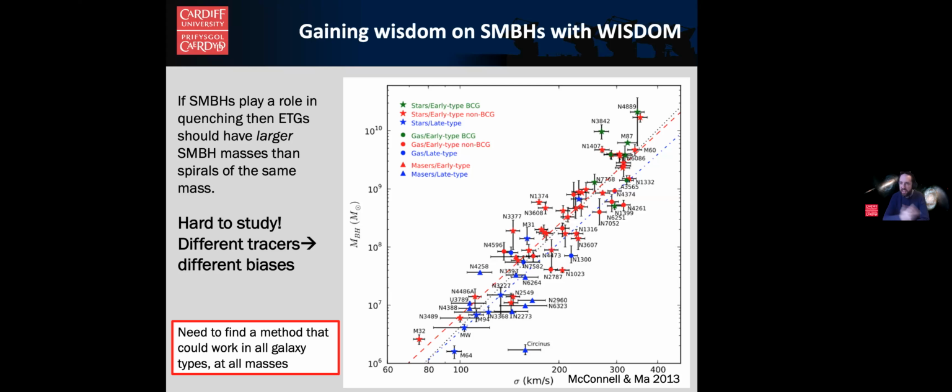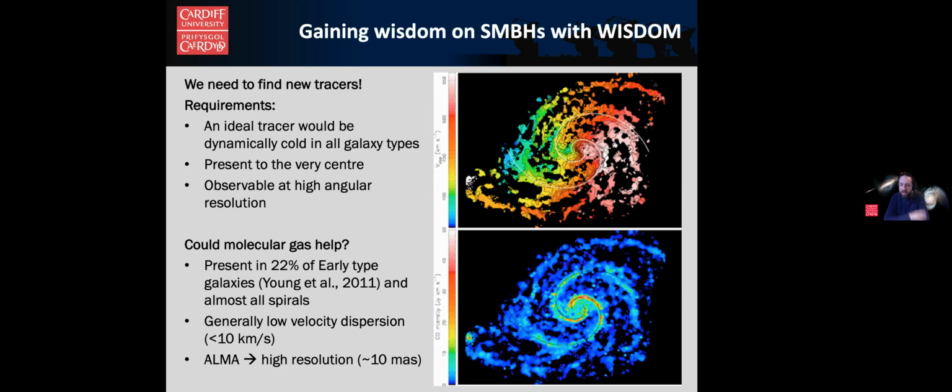So we need to find a tracer or a method that we can use in all of these places. So as you've already heard, molecular gas provides an excellent way of doing this. So why is it so good? If you want to describe an ideal tracer for estimating dynamical black hole masses, you'd want it to be dynamically cold in all galaxy types. So you want it to be just rotating, following the potential of the galaxy.